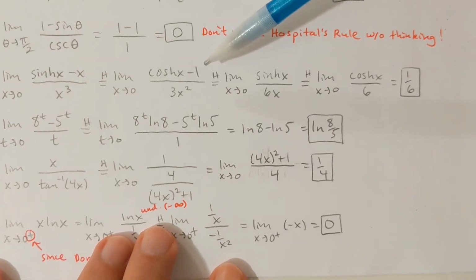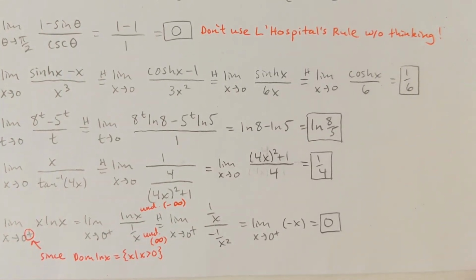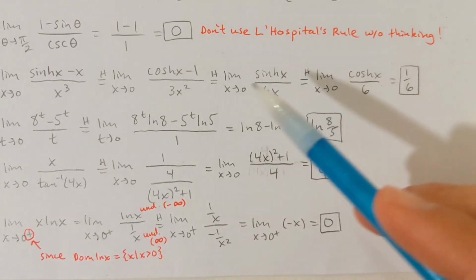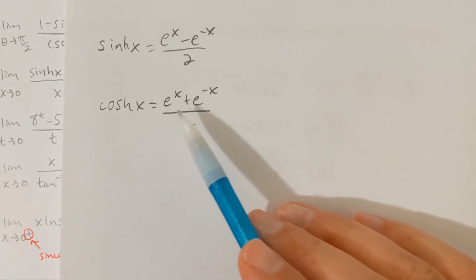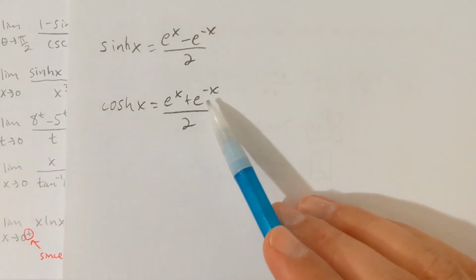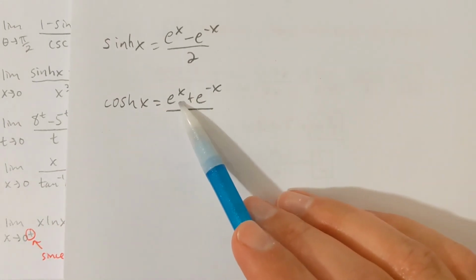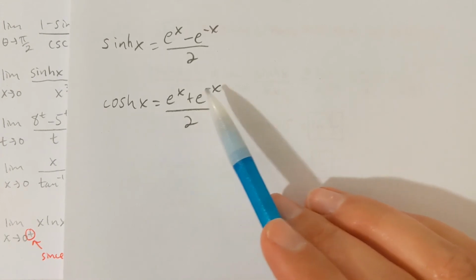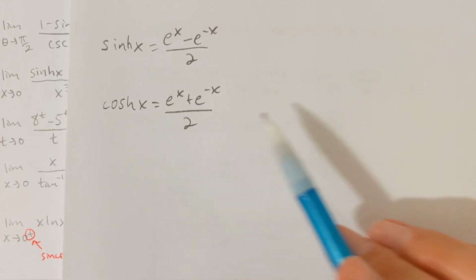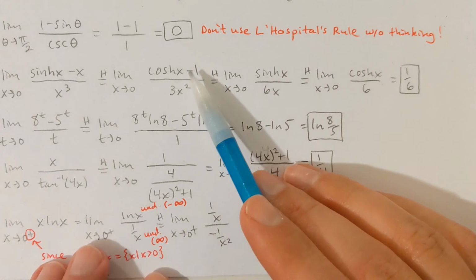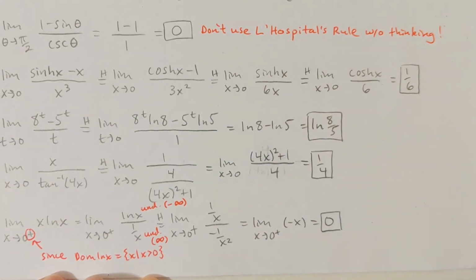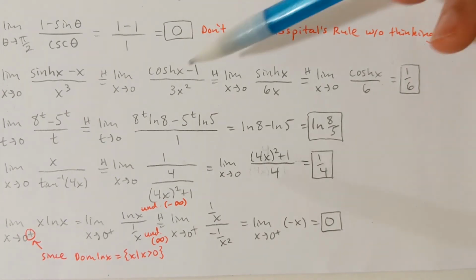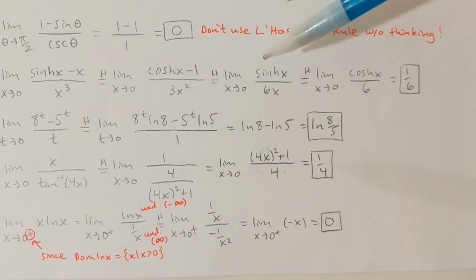We're still going to be in indeterminate form here because of course there's a problem with division by 0. Hyperbolic cosine of x is e to the x plus e to the negative x over 2. Now if you plug in 0 there, you're going to have 1 plus 1 is 2, 2 over 2 is 1, minus 1 is 0. So we are still in indeterminate form, 0 over 0. So let's go ahead and use L'Hopital's rule again.